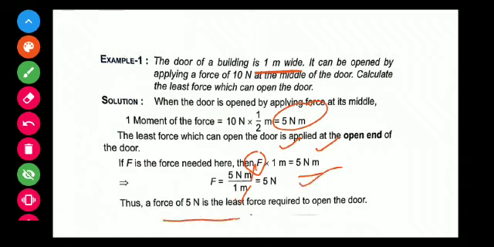Thus a force of 5 Newton is the least force required to open the door, and this is the reason why we provide the handle near the open end, because if we apply a force at the open end, we need less force to open the door and close the door.